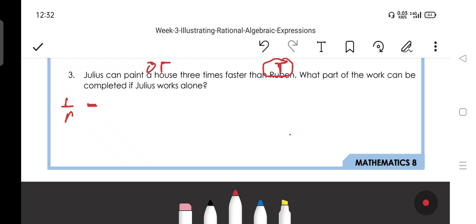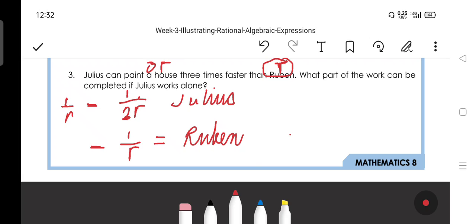So that means in 1 hour, Julius' rate of work is 1 over 3R. While Ruben's is 1 over R. But we are talking about Julius' work, Julius' rate of work. So therefore, the answer is 1 over 3R.